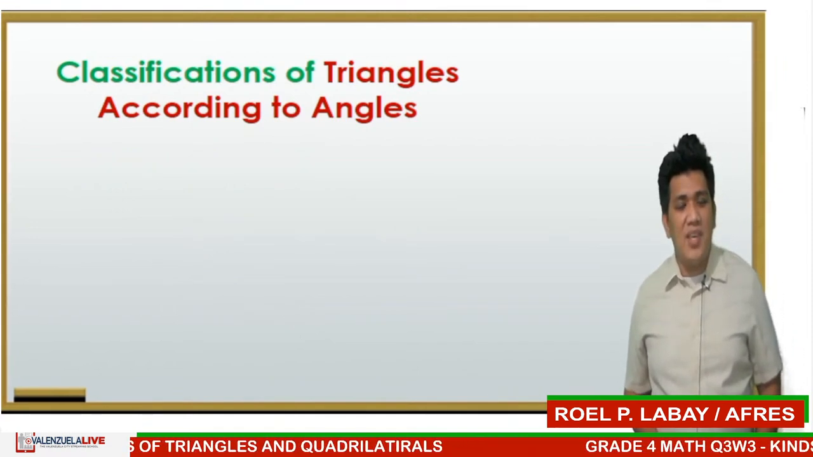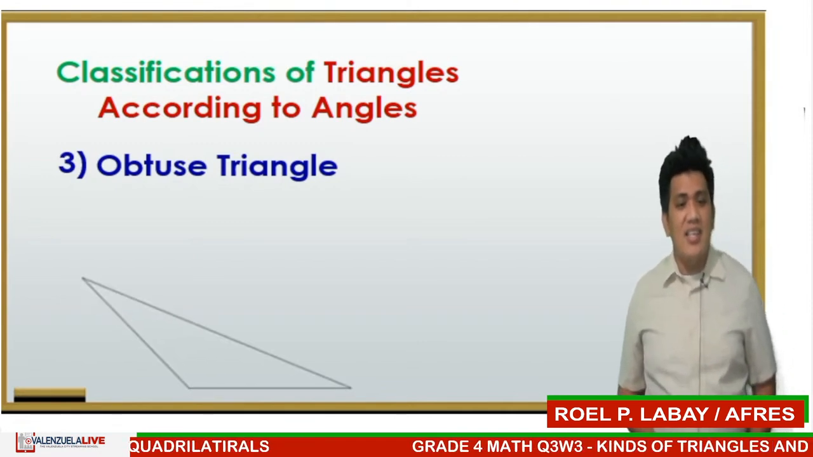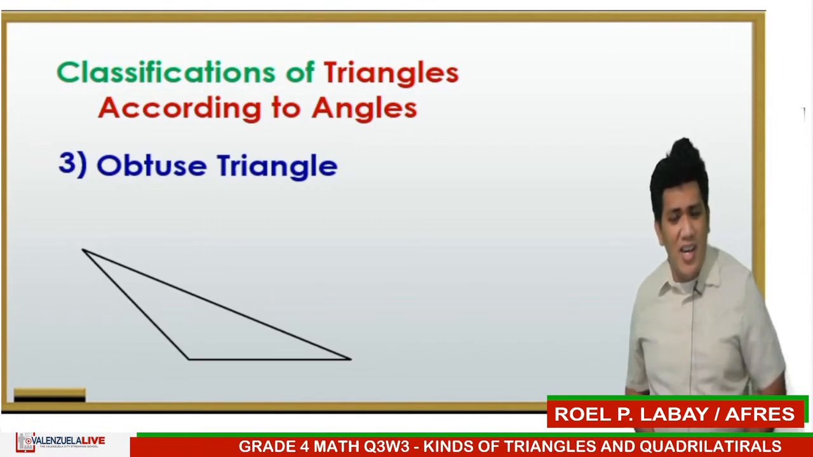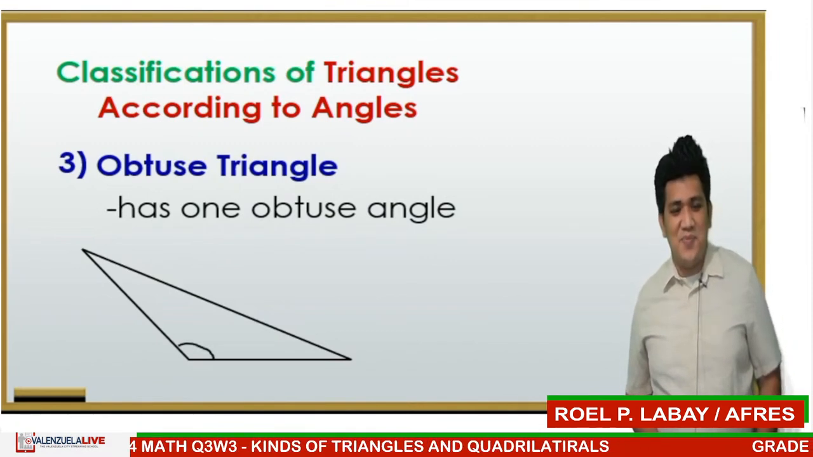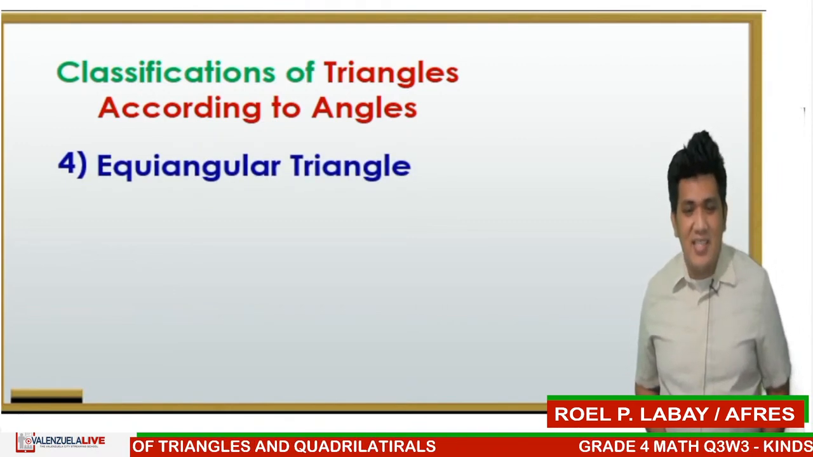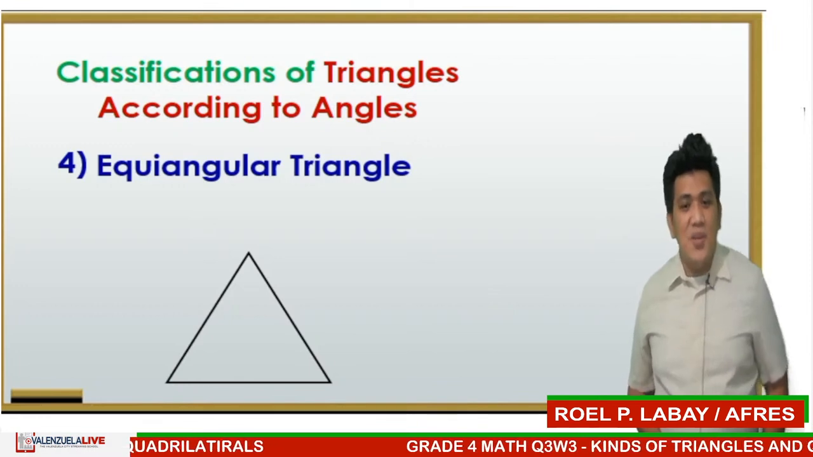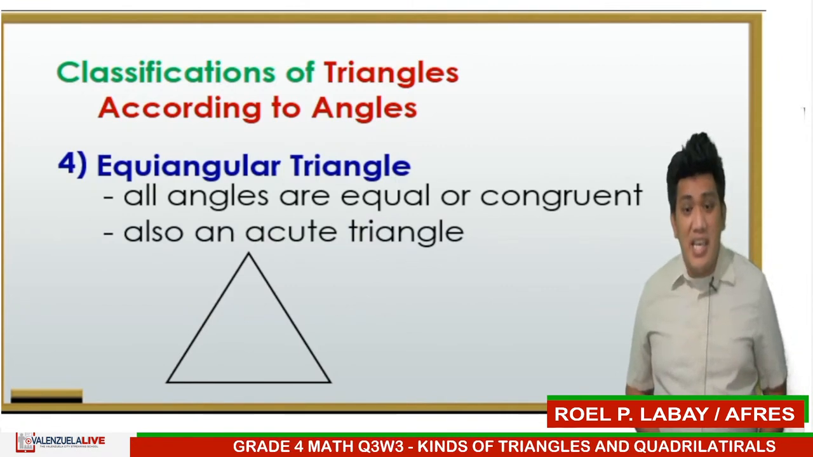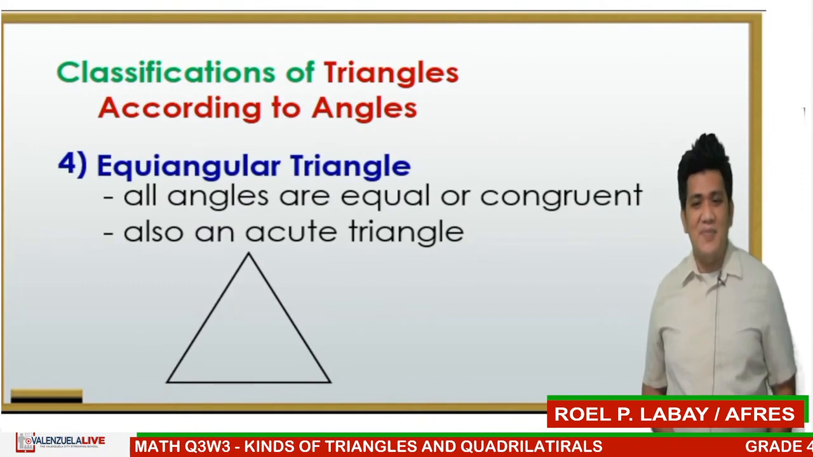And lastly, we have here the obtuse triangle. This is a figure of an obtuse triangle. Why? Because it has one obtuse angle. And lastly, we have here equiangular triangle. This is an example of equiangular triangle. Why? Equiangular triangle, all angles are equal or congruent. It is also an acute triangle.